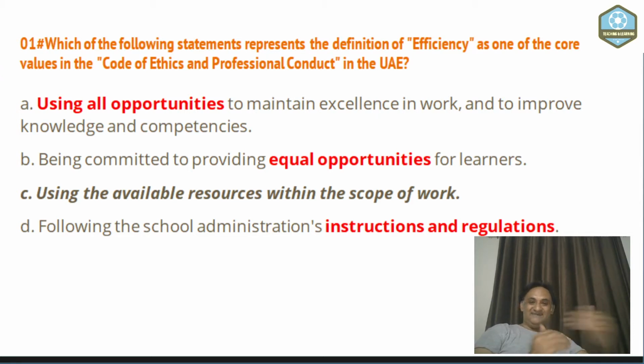So how many answers are relevant then? First you need to know what efficiency is. Efficiency shows your work capability, work proficiency, and how you are going to utilize resources. Now you can see the answers A, B, and D. Answers A and B are talking about opportunities. Efficiency doesn't mean opportunity. This is one thing you have to be careful about; it doesn't make sense to talk about opportunities. The second thing, D, talks about instructions and regulation. So it's not about administration, instructions and regulation.